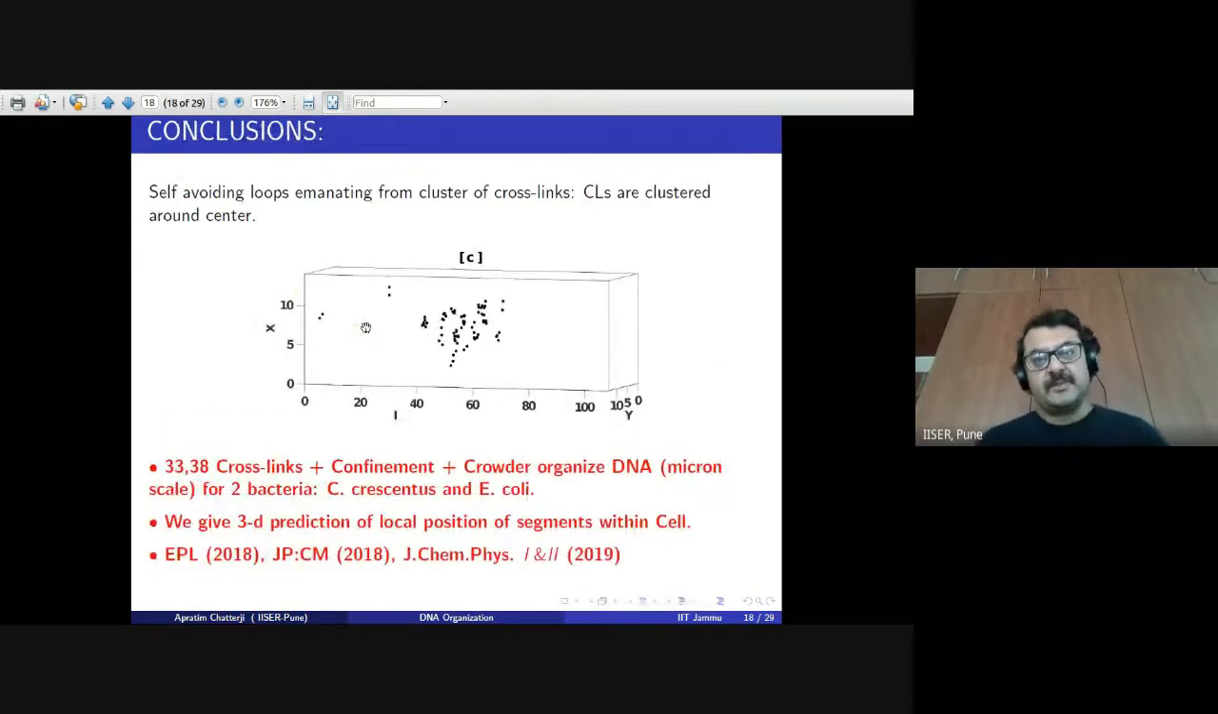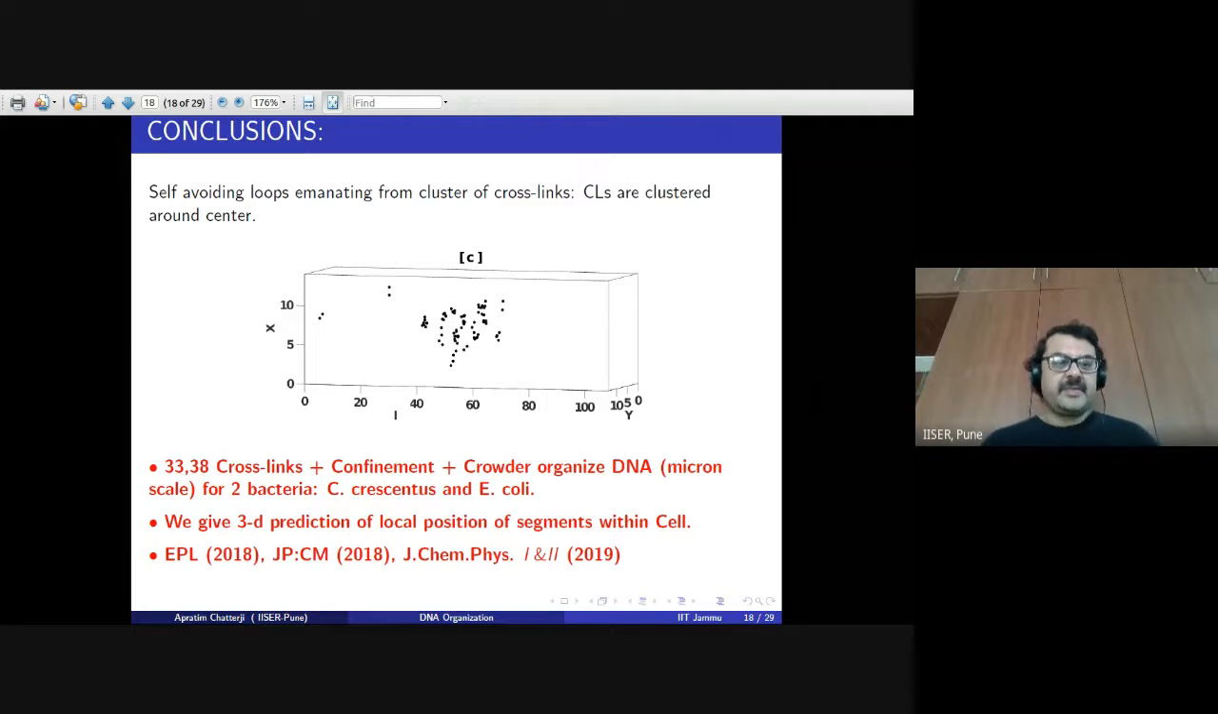Okay, so with this, I come to the conclusions of the first part of my talk, where we also observed that the position of the crosslinks seem to be clustered in physical space when we use biological data, whereas for random positions of crosslinks along the contour, they are spread all over. Now, whether this has any physical significance or not is still under investigation.